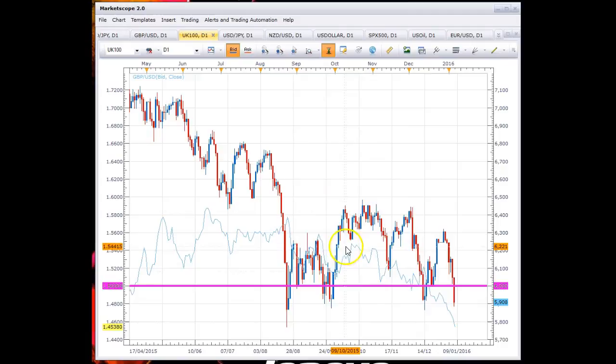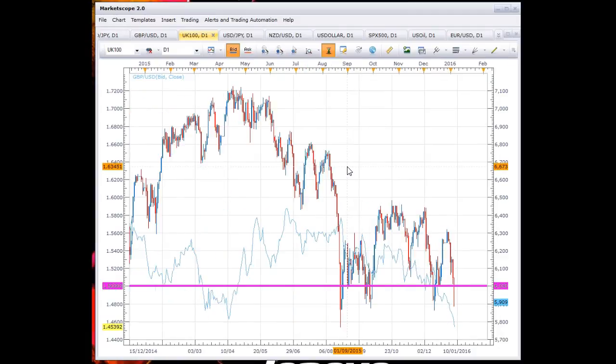So it's also worth pointing out that the pound is really a currency that is used by many. There is a lot of money in the city. That's the square mile, the financial center of London.